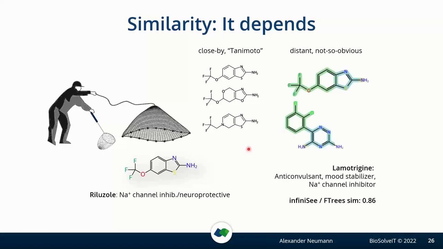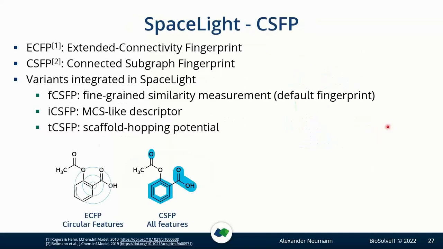If I would use Infinity, though, I would retrieve something like lamotrigine, which is also a sodium channel inhibitor. And the F-trees similarity is there. So Infinity can see that those parts of the molecule are actually similar, and can also compare the second part of the molecule and tell me, hey, with the visual coding, I think this is a very good candidate because of the color coding. So please check for yourself. You see how similar those parts are actually considered by Infinity.